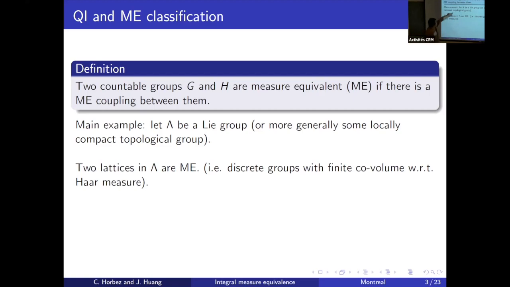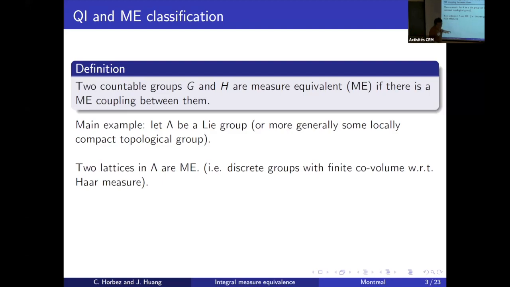The way to do it is to show that there's a measure equivalence coupling between the two lattices. So I need a commuting action of these two lattices on some measure space. The natural measure space I'm going to choose is the ambient Lie group with the Haar measure. I want the two actions to commute, so I just take one left translation and one right translation. They're going to commute, and the action is clearly free. The action has a finite measure fundamental domain because of how I defined the discrete subgroup to have finite co-volume with respect to Haar measure. So that's one example, the main example to have in mind for measure equivalence.